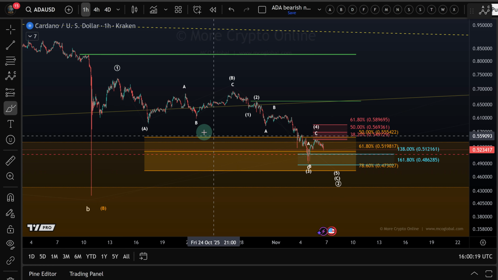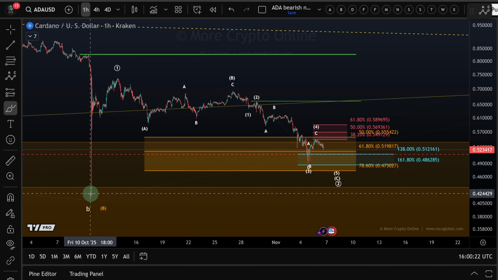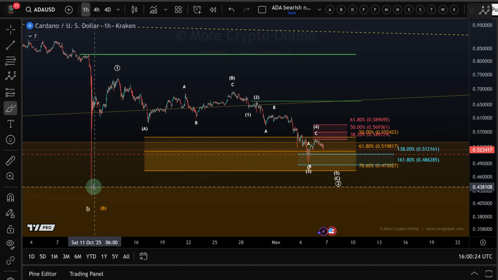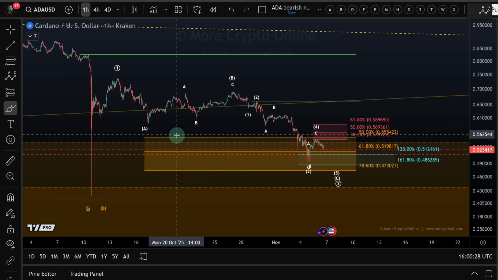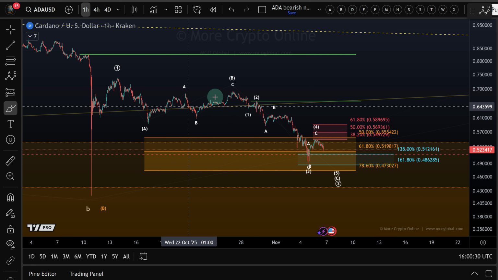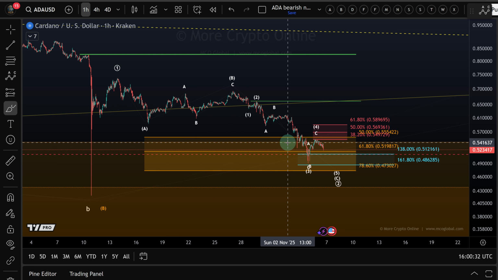And again, for various reasons, which I explained in detail, right? It all has to do with data quality from the low from the 10th of October and so on. And so, I'm tracking it as an ABC structure to the downside, and that C wave decline can continue to unfold a bit further, and the C wave decline might be over, but there's no evidence for it, right?